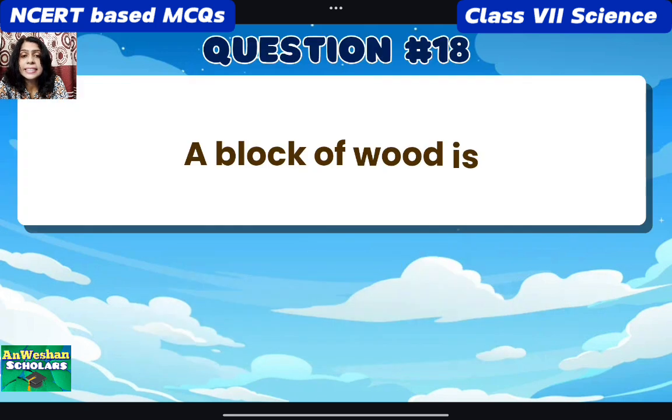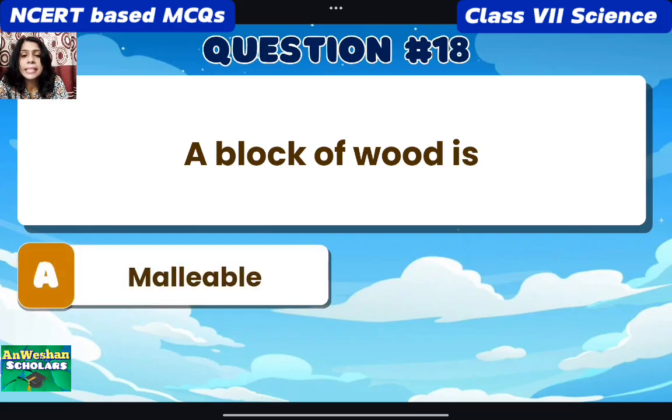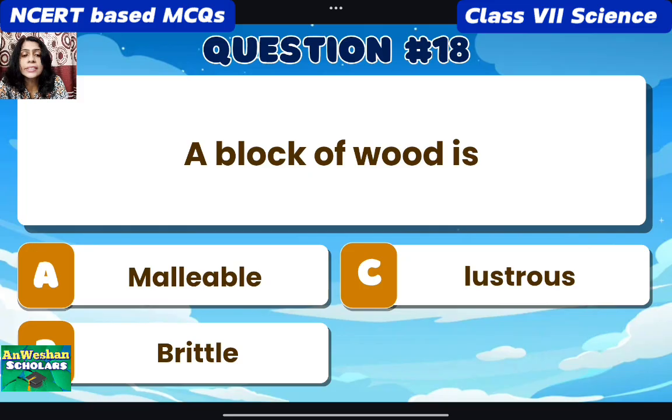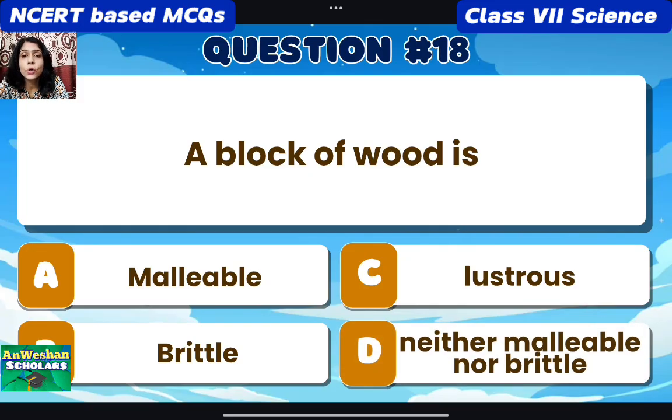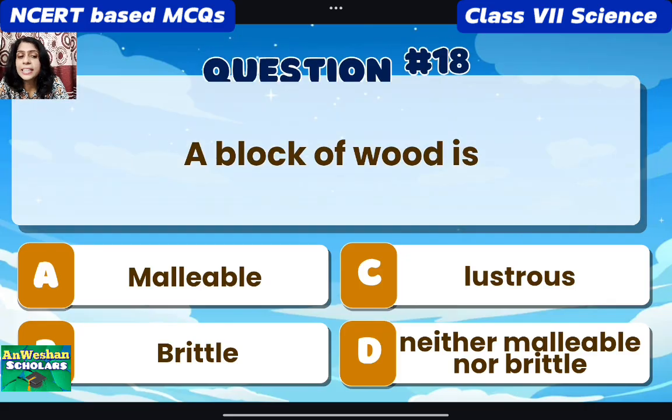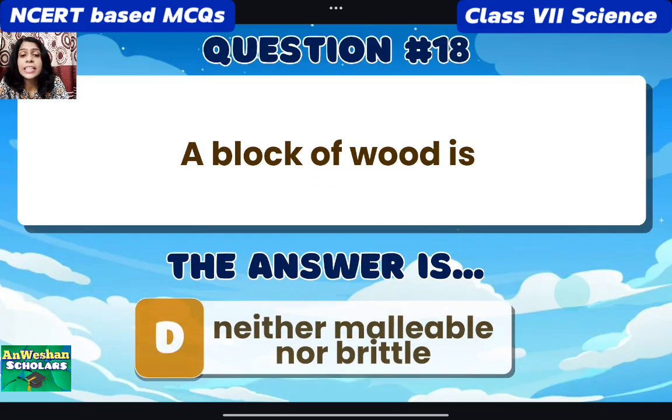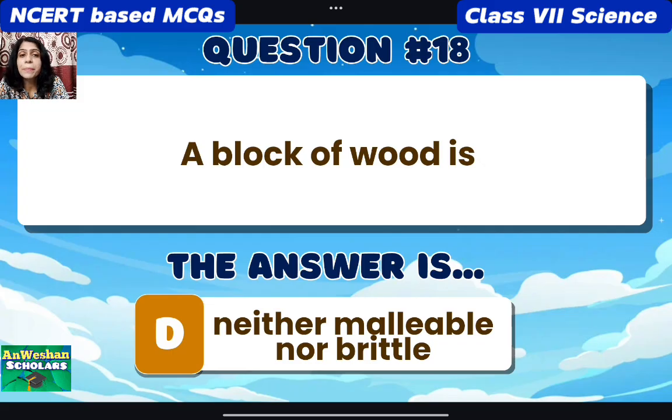Question number 18. A block of wood is malleable, brittle, lustrous, neither malleable nor brittle. Now a block of wood is definitely not lustrous. Option C is out of question. We are confused between malleable and brittle. Malleable? No, because it is not a metal. It cannot be beaten easily into thin sheets. Brittle? No, it is not brittle either. So what is our correct option? Our correct option is option D. That is, a block of wood is neither malleable nor brittle.